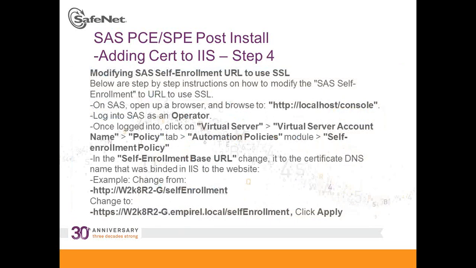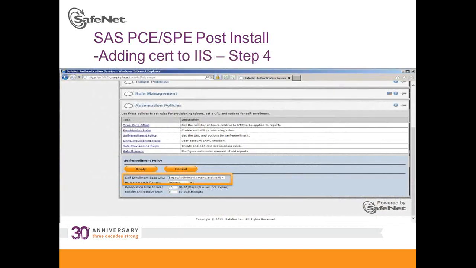And finally, step 4, we need to modify the self-service URLs in SAS. So effectively, we're going to log into our SAS environment, and we're going to change the base URL from HTTP to HTTPS. And we can see here under policies, under automation policies, under our self-enrollment policy, we discussed this yesterday. You can see here we've changed this to HTTPS.